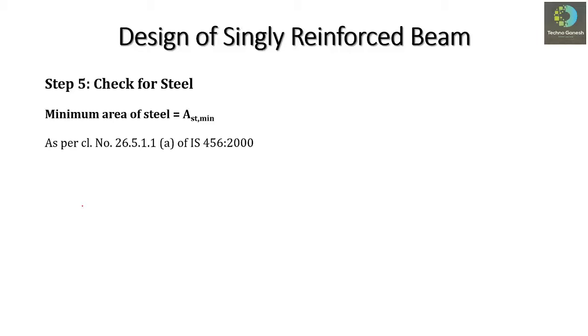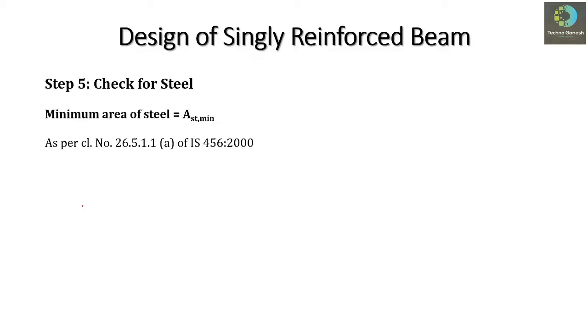Now in step number 5, we have to check the steel that we have calculated as per the codal provisions. IS 456 specifies conditions that should be satisfied for the minimum reinforcement to be provided and the maximum reinforcement to be provided. So as per IS 456, the minimum area of steel that we can provide has a limit, that is Ast minimum, as per clause number 26.5.2.